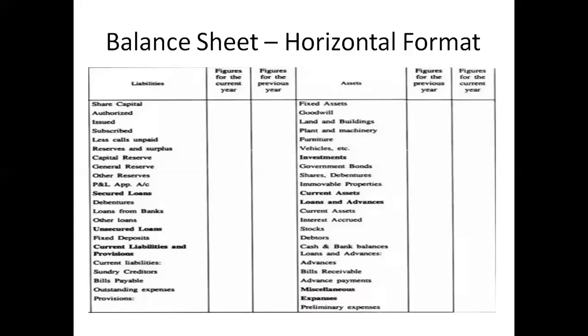Means we have current assets, that is debtors. We have stocks, that is raw materials. We have debtors, meaning the persons who have made credit sales. We have cash and bank balances, under which we have advances, meaning amount paid in advance by the company. We have bills receivable, that is the bills that are payable to us. We have made advance payments for certain things such as insurance charges and all that. We have miscellaneous expenses, and we have preliminary expenses.